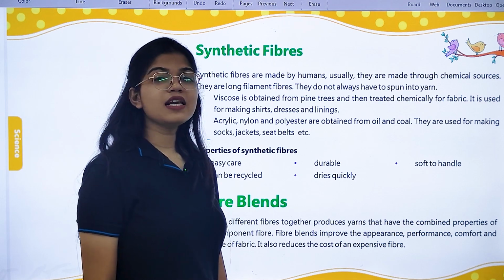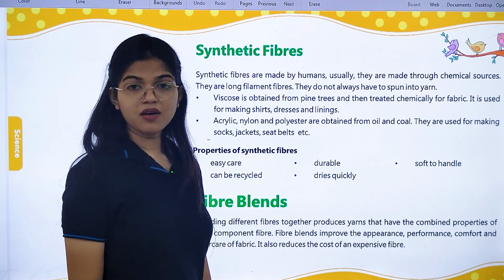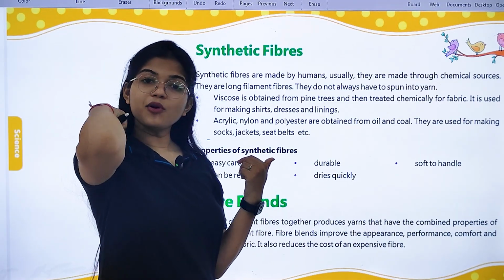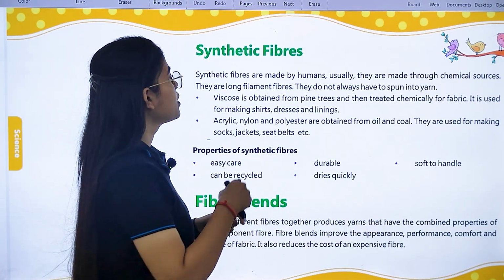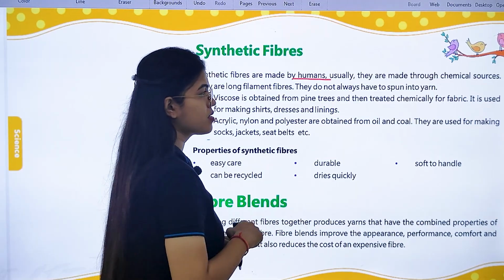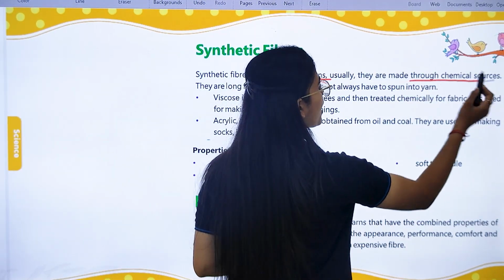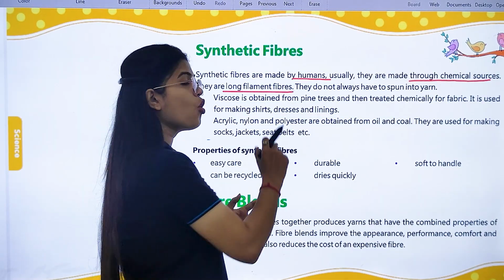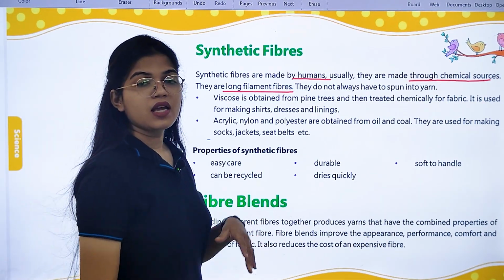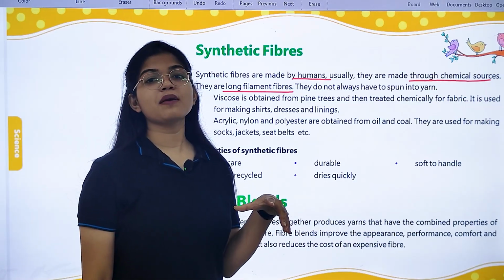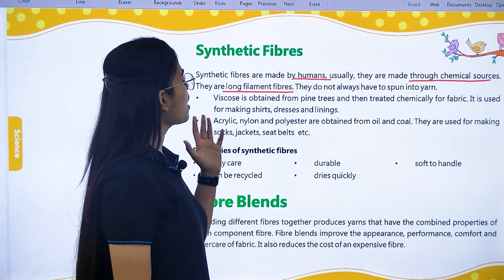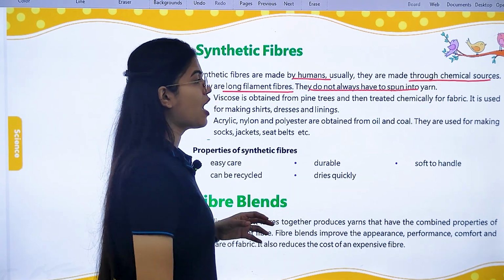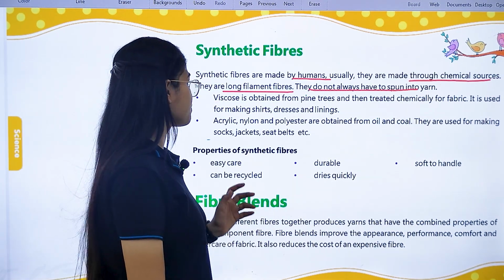So now the synthetic fibers are all those fibers which are made by humans, by man in the laboratories. So the fibers which are made by humans, usually they are made through chemical sources. What do they have? They have very long filament fibers. In natural fibers, we have short filament fibers, but in synthetic fibers, we have long filament fibers. And they do not always have to be spun into yarn.